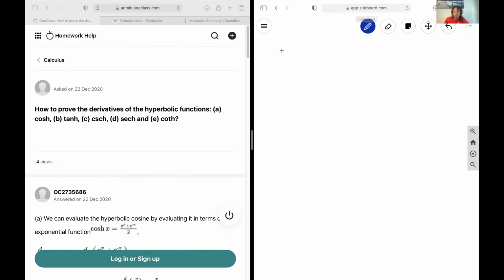Next up, we are looking for d over dx of the hyperbolic function for tan. And we know that this is equal to the hyperbolic function of sine over the hyperbolic function of cos. So what we're going to do here is we're going to use the quotient rule. So let's just quickly write down what that is.